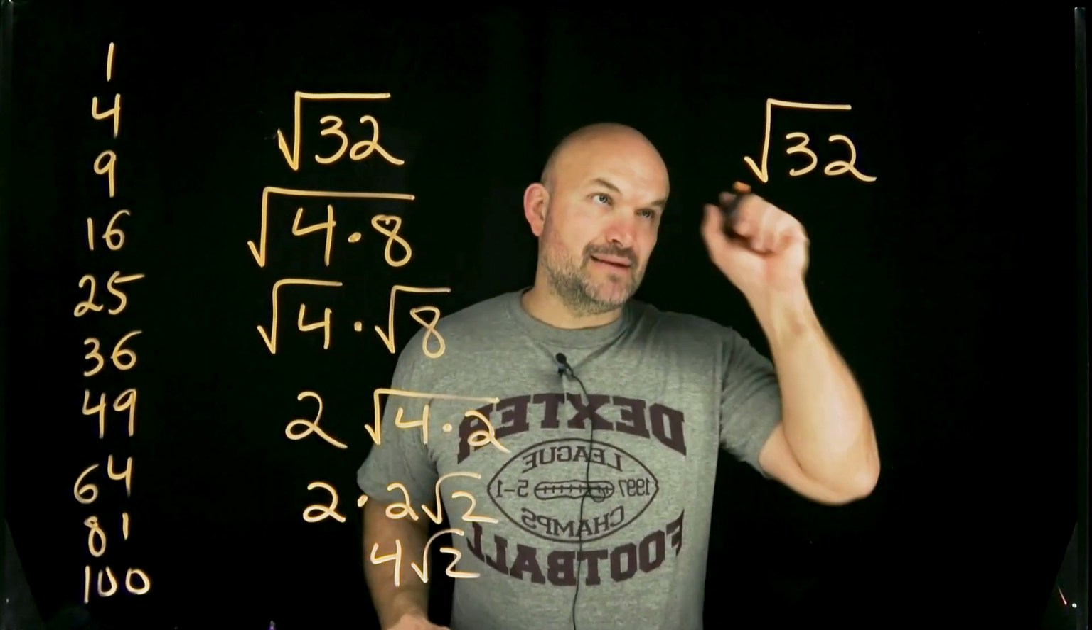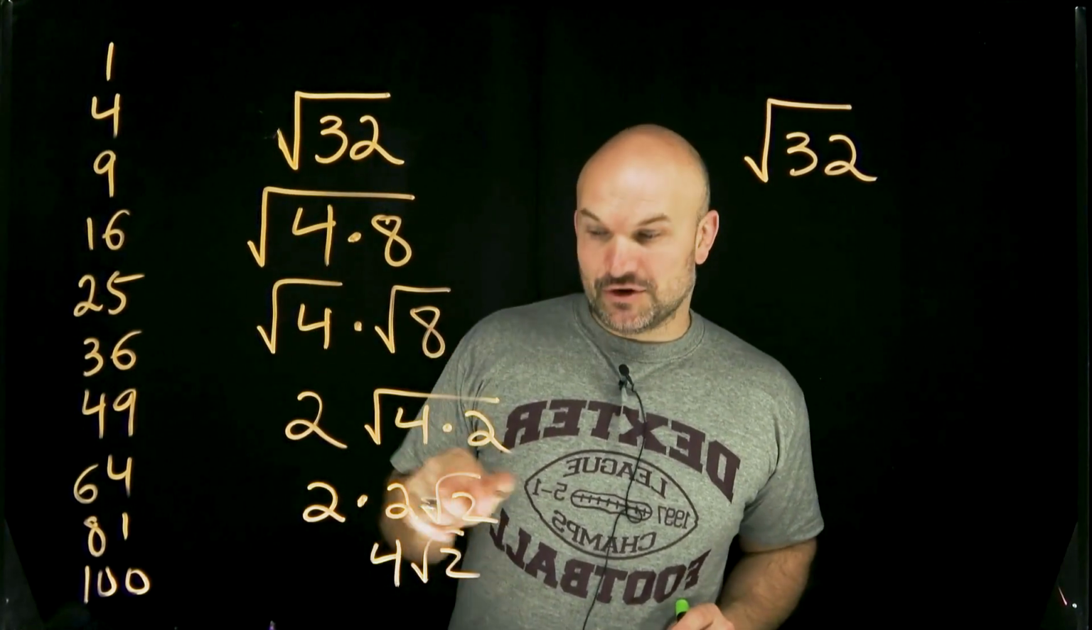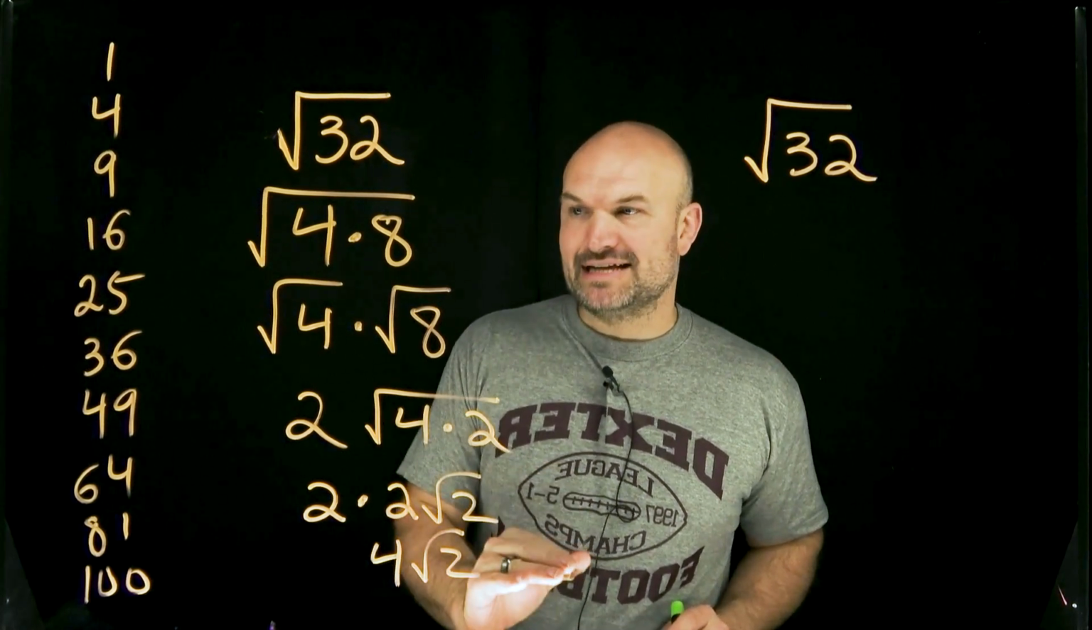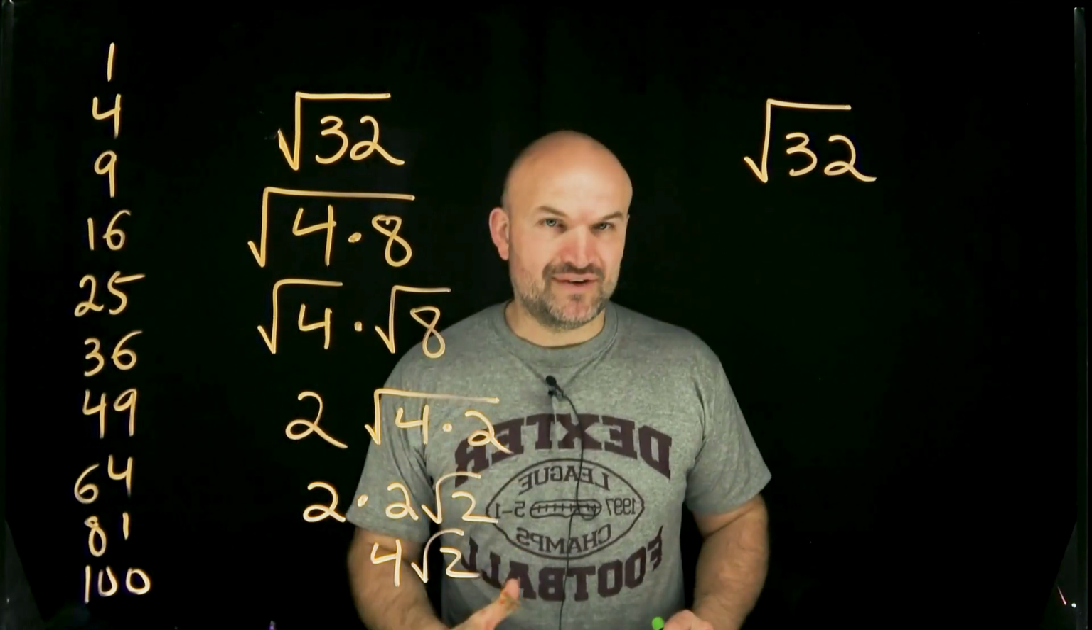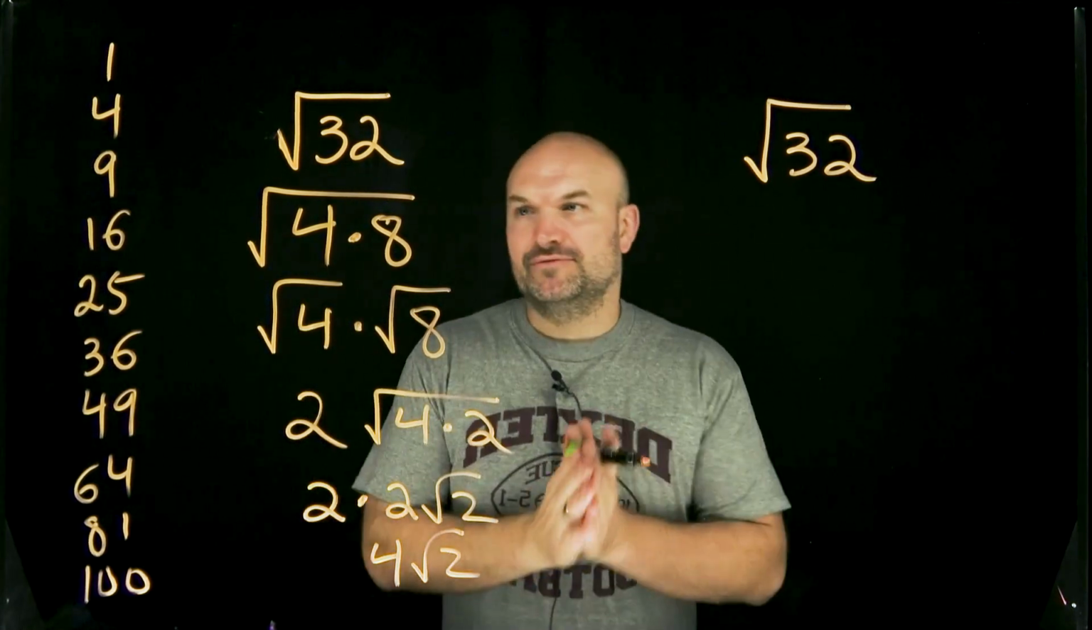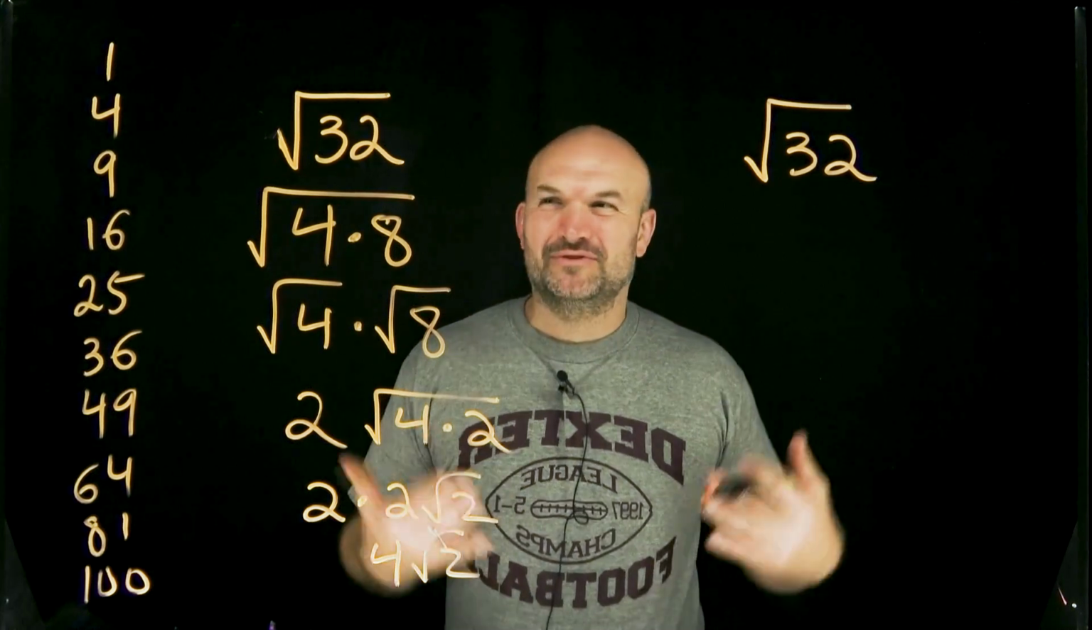So when I'm looking at this, I'm looking at 32, I still got the right answer. 4 times the square root of 2 is the simplified answer. But notice what I had to do. I had to simplify it once, and then I had to simplify it again. We don't want to go through that, especially if we're taking a test or we just don't want to do math for like so long.